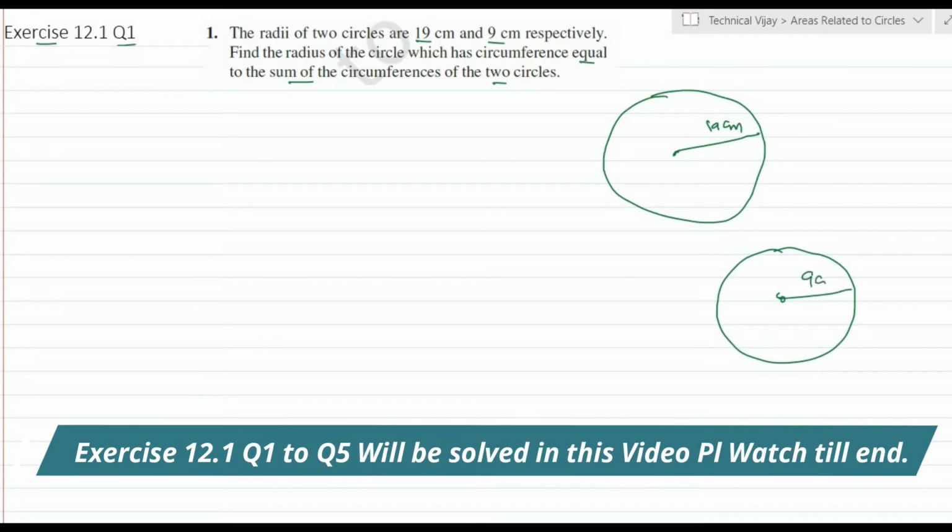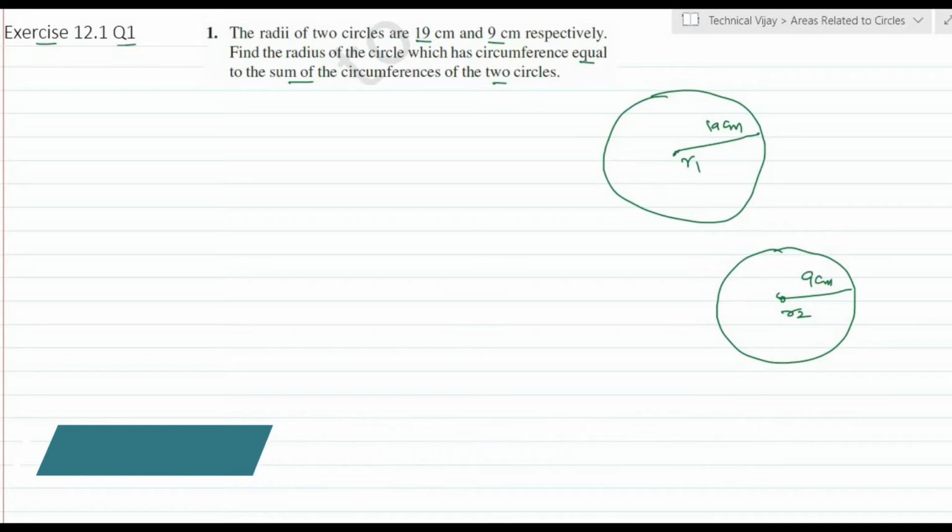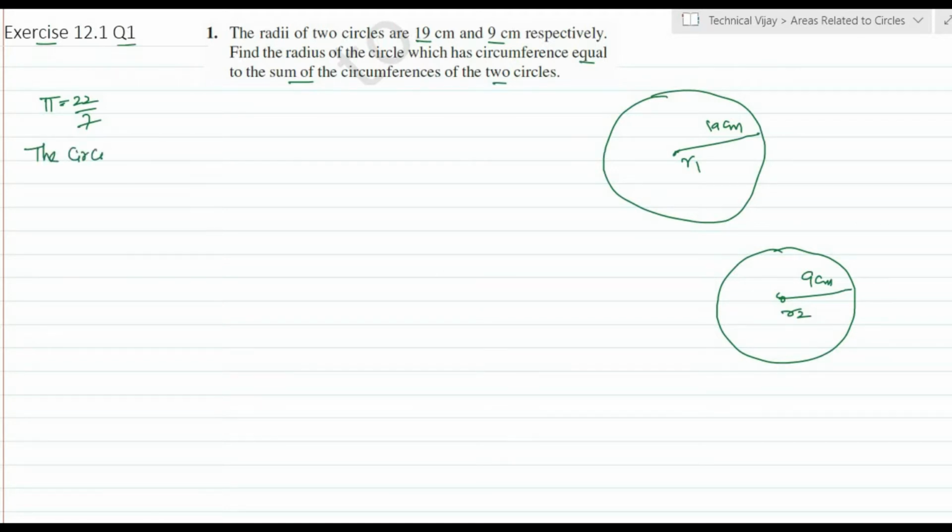So here there are two circles, where R1 is equal to 19 centimeter and R2 is equal to 9 centimeter. So find the radius of the circle which has the circumference equal to the sum of the circumferences of these two circles. So let us calculate first the circumference of these two circles. So the circumference of the first circle. So this is the first circle and this is the second circle. So here the formula for circumference is equal to 2 pi into R1.